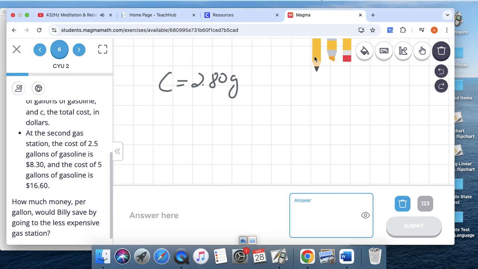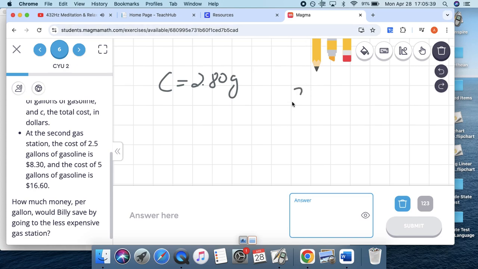No, let me create a table, and 2.5 gallons. I pay $8.30, so that's 1 point on my graph. And then another point on my graph would be 5 gallons, and I pay $16.60. So let's find the slope here.